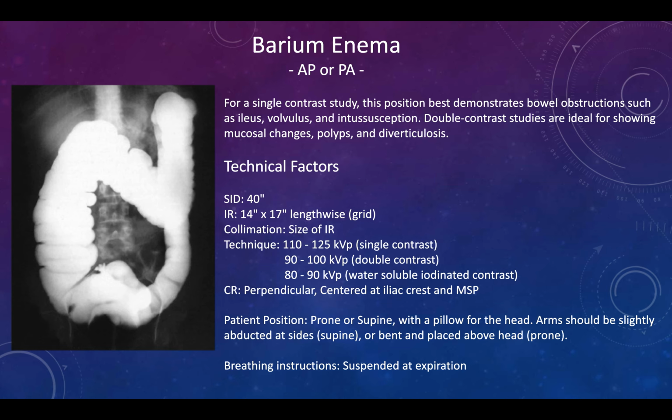SID, 40 inches, 14 by 17 lengthwise, collimated to the size of the IR. And our technique is going to be different depending on what contrast medium we're using. We're going to use a higher kVp of 110 to 125 for single contrast, because that's the most dense. 90 to 100 for double contrast, because of that air. And 80 to 90 for water-soluble iodinated contrast. And this is, just like before, a basic KUB. You're going to be centered at that iliac crest and MSP with the CR.